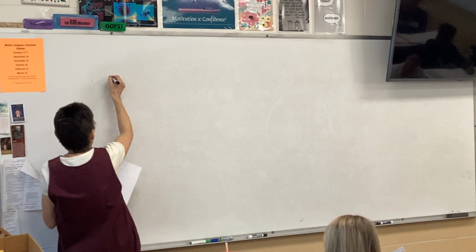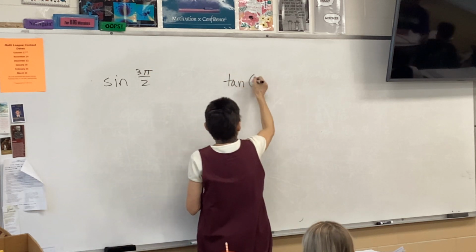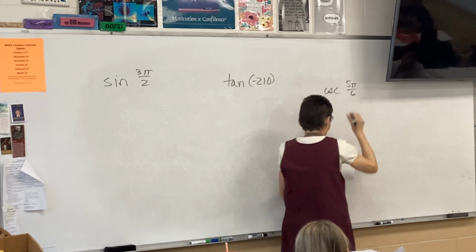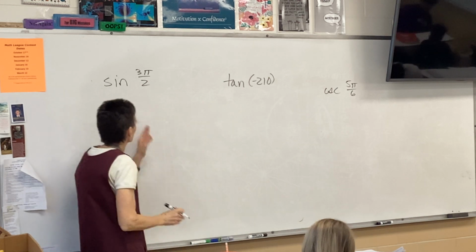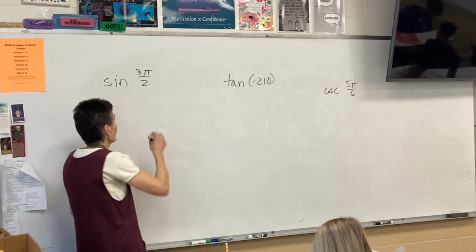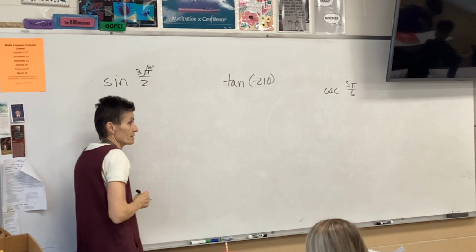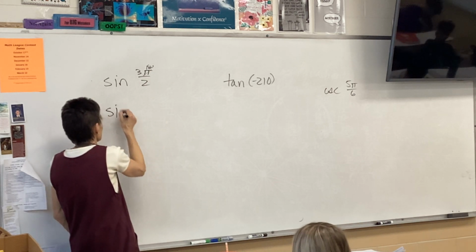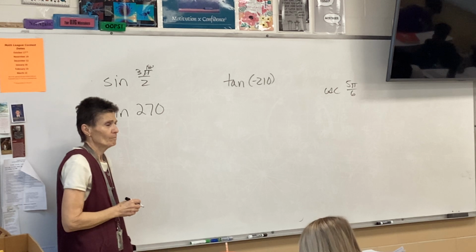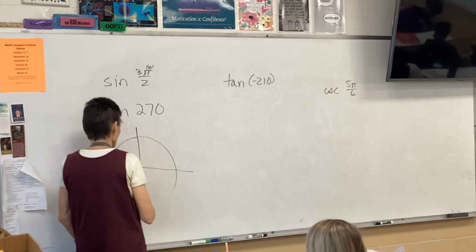Practice. Evaluate. Sine 3 pi over 2. Tangent negative 210. Cosecant 5 pi over 6. Okay, what are you going to do first with this? Convert. Okay, so if we change that, we know pi is 180. 2 into 180 is 90, and 3 of those is 270. Okay? Where's 270? It's on an axis.